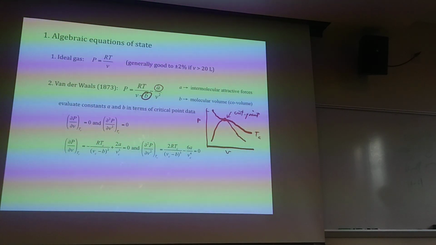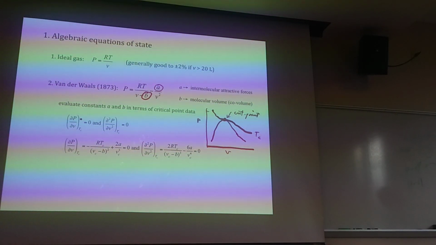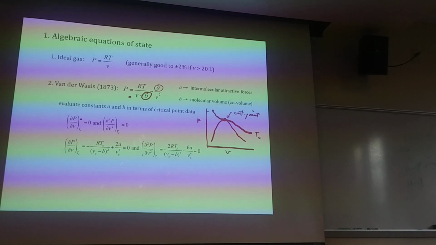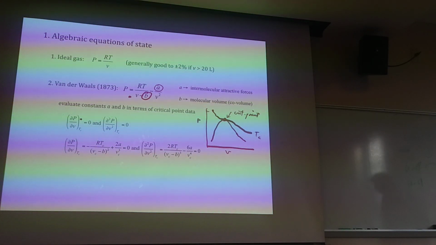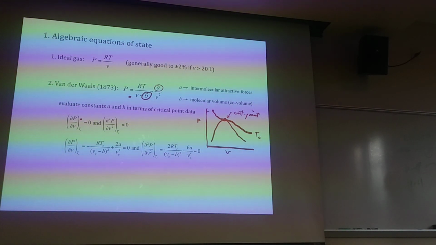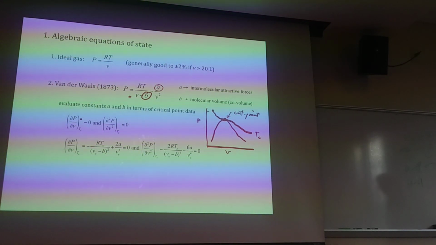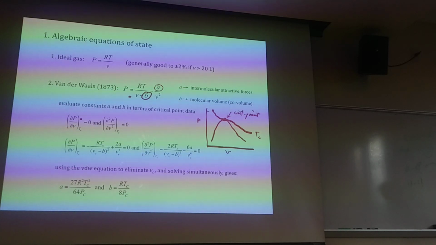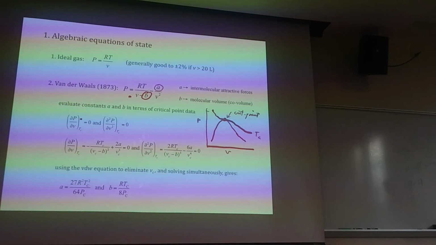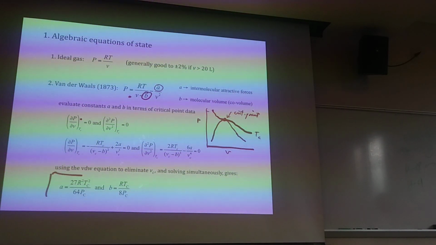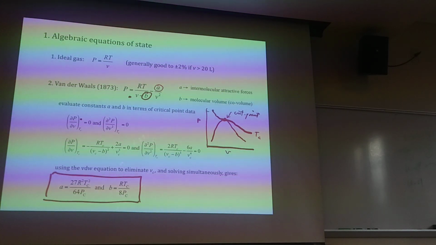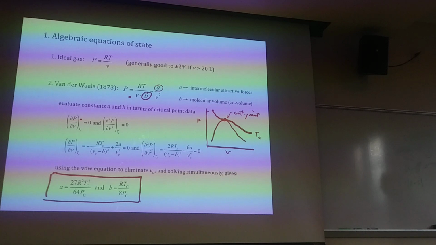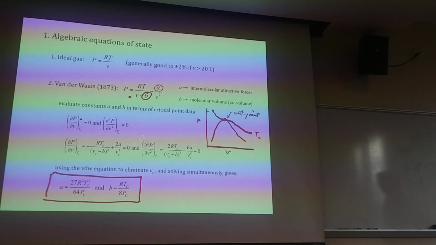So if I do that here, I just carry out the differentiations of the Van der Waals equation as written. This is what happens. And what I can do is use the Van der Waals equation itself to eliminate the critical volume, VC, from these equations, and ultimately then get expressions for A and B in terms of the critical temperature and pressure. So this is the way we will normally get values of A and B for use in the Van der Waals equation. Everyone see that? You probably worked with this before, I'm not sure.